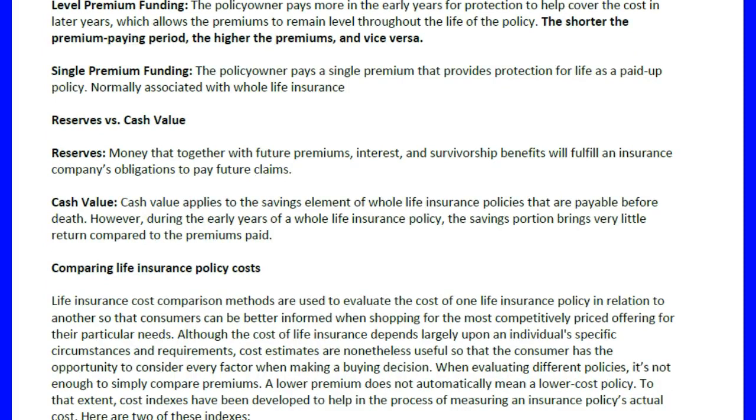Reserves versus cash value. Reserves are money that, together with future premiums, interest, and survivorship benefits, will fulfill an insurance company's obligation to pay for future claims. Cash value applies to savings elements of whole life insurance policies that are payable before death. However, during the early years of a whole life insurance policy, the savings portions bring very little return compared to the premiums paid.